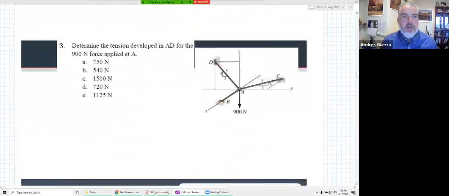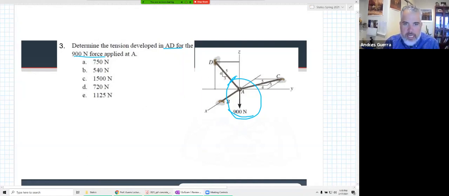All right, now 3D. In 3D here, we are asked to determine the tension developed in AD for the 900 Newton force applied at point A. Again, for picking our FBD, we want to have known values, and we also want to expose what we're trying to find, so we want to find AD. And so really, our only choice in 3D, it's usually pretty obvious, is where everything joins together. And so we would do an FBD at point A.